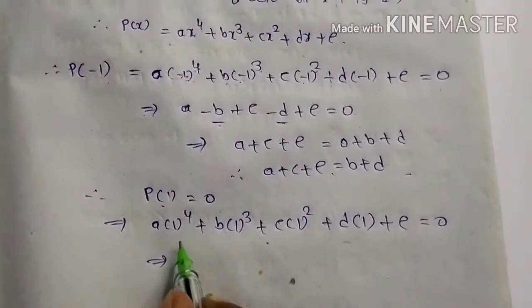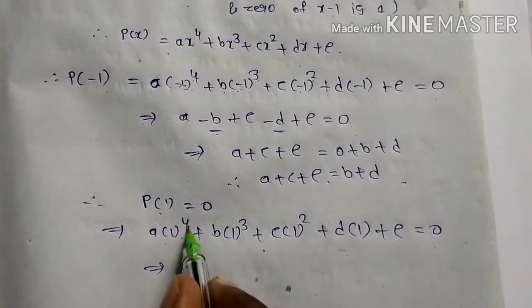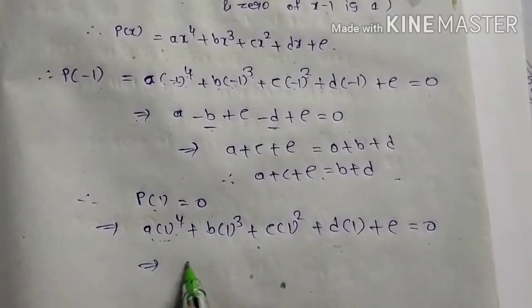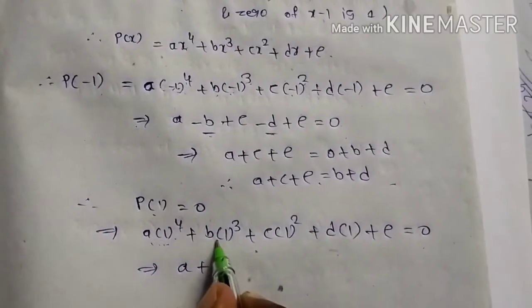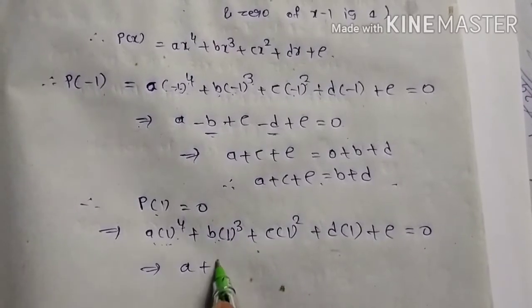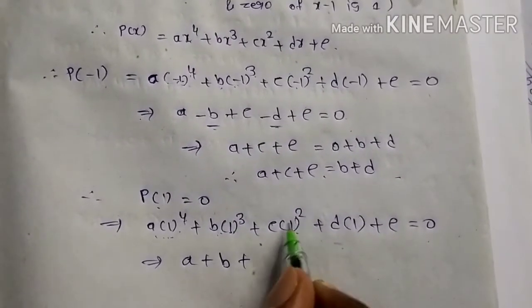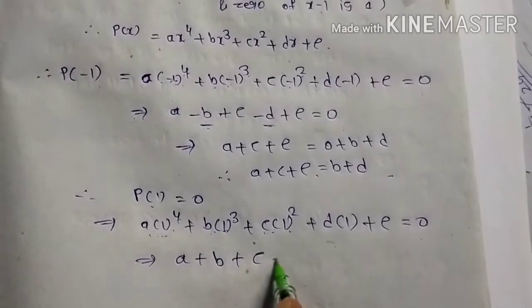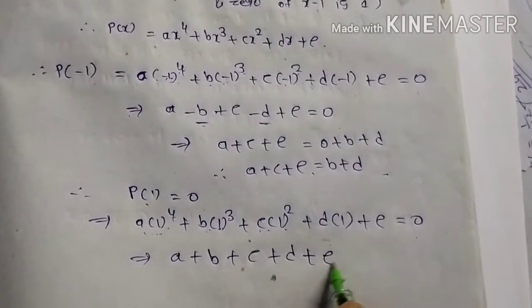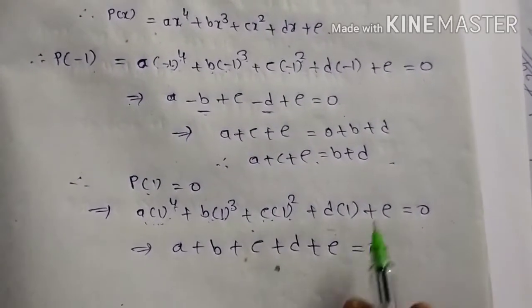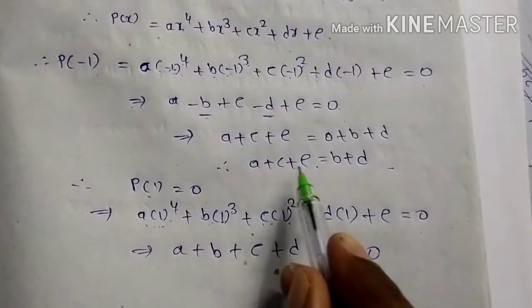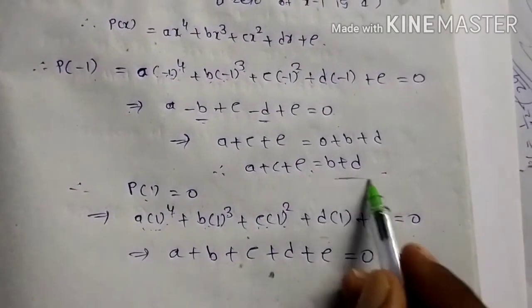That means you can see here a into 1 power 4 means it is 1 only, or not? That means 1 into a only. a plus, here 1 cube is 1 only, 1 into b only, plus 1 square is 1 only, 1 into c only. That means here d plus e is equal to 0. But once you can observe here, a plus c is equal to how much? b plus d, or not?